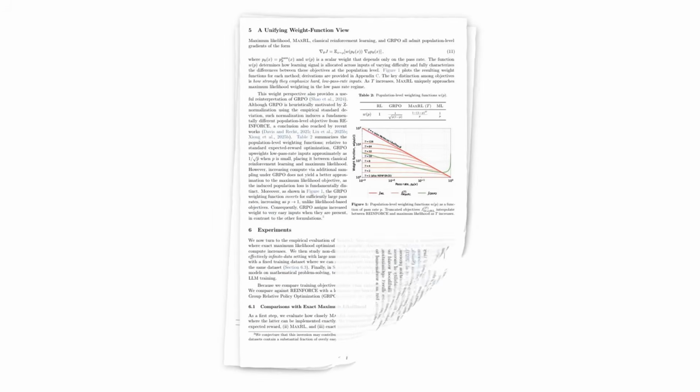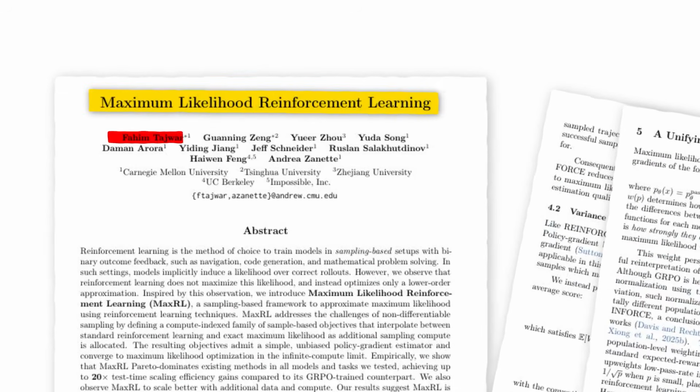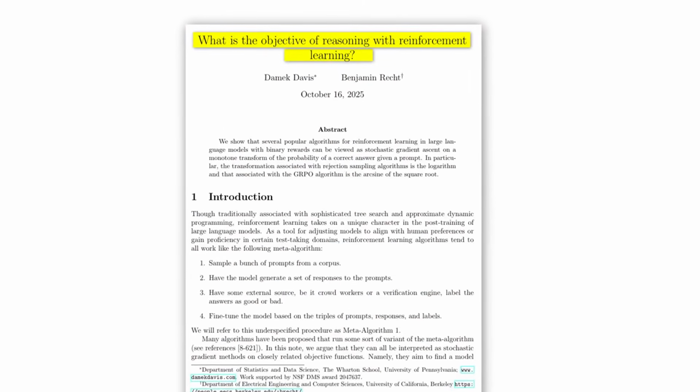One of the most important contributions to the RLVR space in recent months is, in my opinion, the Maximum Likelihood Reinforcement Learning paper, or MaxRL, from Fahim Tajwar and Guanning Zeng. It's a continuation of the line of research that is trying to understand how and why GRPO works in RLVR and how to improve upon it.